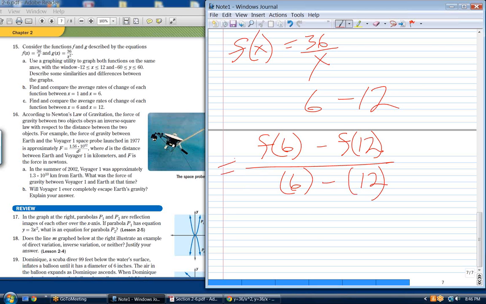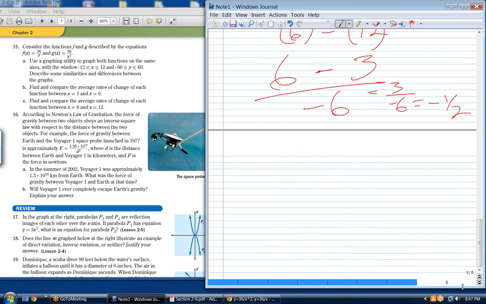Okay. This is fine. What's f of 6? That would be 36 over 6. What's f of 12? 36 over 12. This is 3 over negative 6, so this is negative 1/2. So the rate of change in this hyperbola really got drastically less.